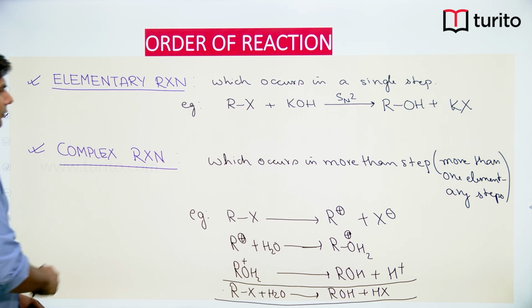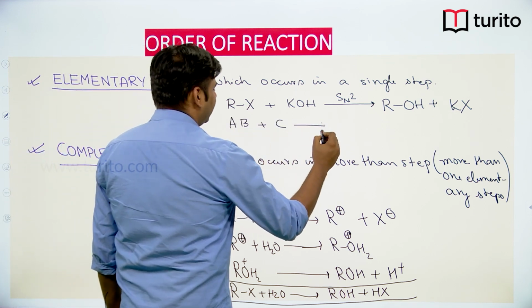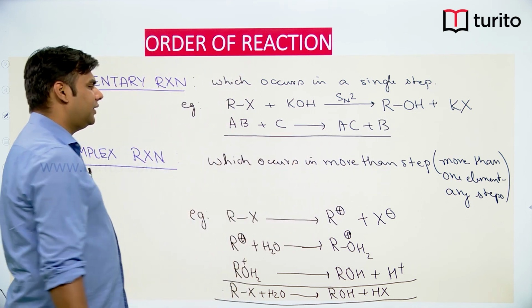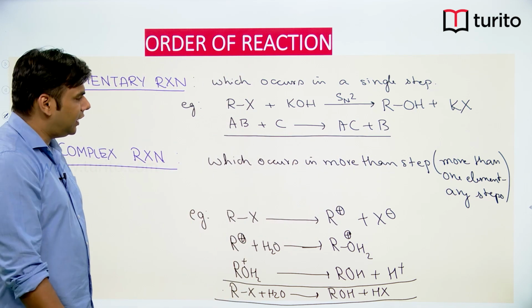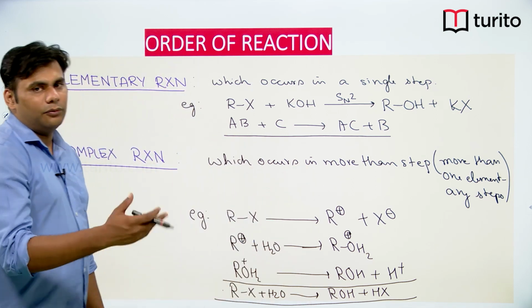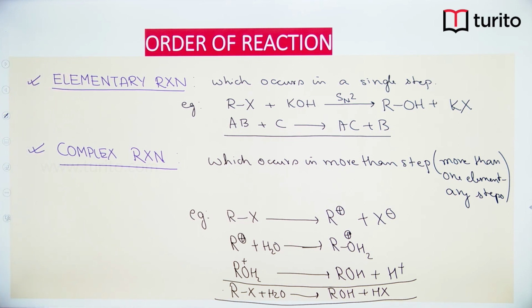You can take any example, say AB reacts with C and forms AC plus B. This is just a hypothetical reaction occurring in one step, so it is called an elementary reaction. Similarly, you can write any reaction which can happen in more than one step. I hope this concept is clear to everyone.